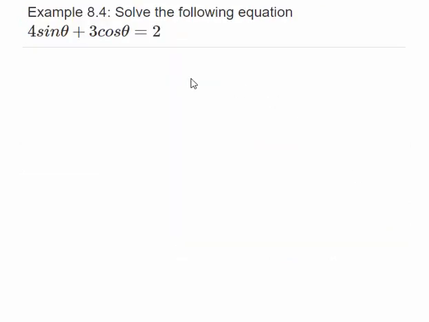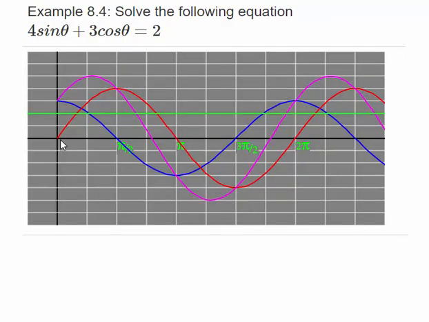Let's try an example. 4 sine theta plus 3 cos theta equals 2. What does that look like? Our sine is red, our cosine is blue, and the combined wave is purple, and the green line is y equals 2. What we're looking for is the point at which the green line crosses the purple line.